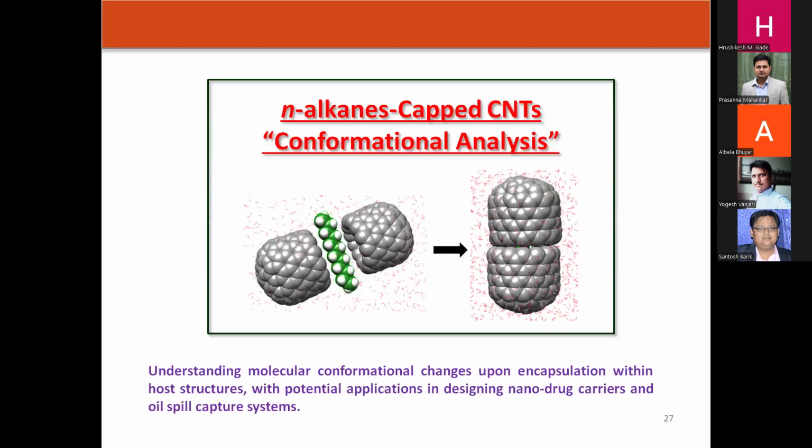The second study I will explain is the capture of alkanes in capped carbon nanotubes. Both these materials we know very well. These are very natural materials. CNTs, when they are in the form of a capped shape, are called capped CNTs, and alkanes we all are aware of. So why this particular study?